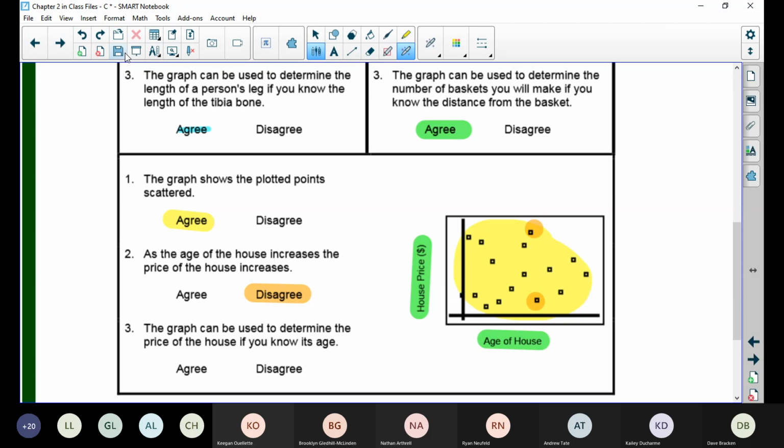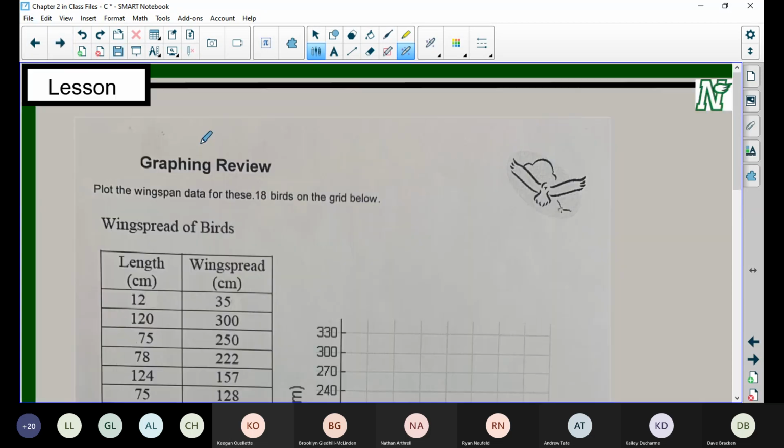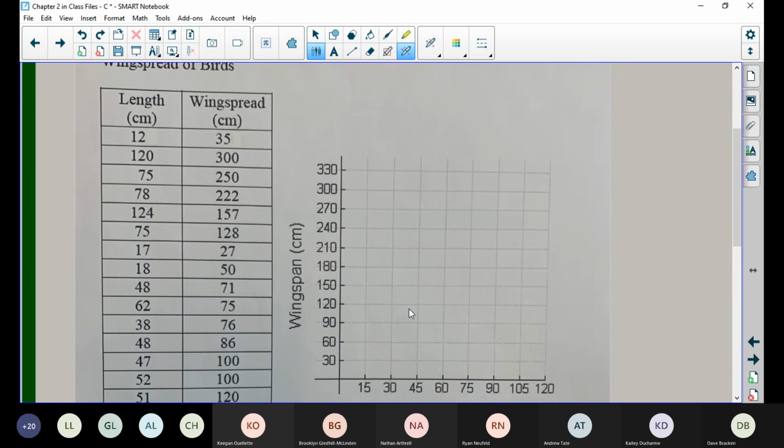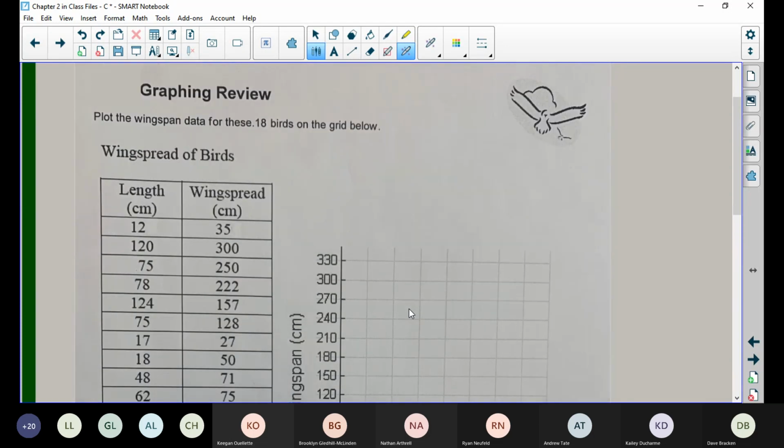All right, so let's now move to this page right here. We're going to get just a little bit of practice on graphing, okay? And yes, we're going to get a little practice on graphing here. So this is all about the wingspan and the data for 18 birds, okay?